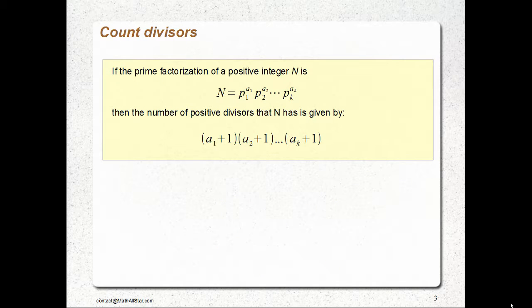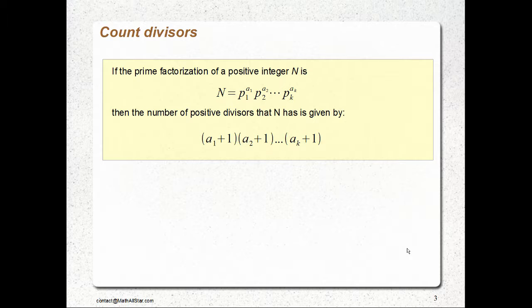Here is a conclusion we have just found. If integer n can be prime factorized into p1 to the power of a1 up to pk to the power of ak, then it will have this many positive divisors. The result has nothing to do with the values of its prime divisors. It is just a function of these prime divisors' exponents.